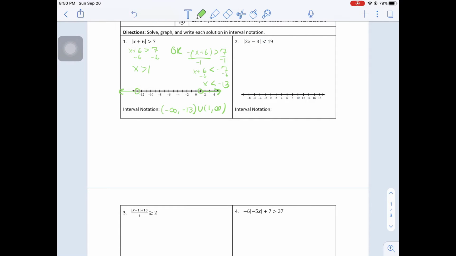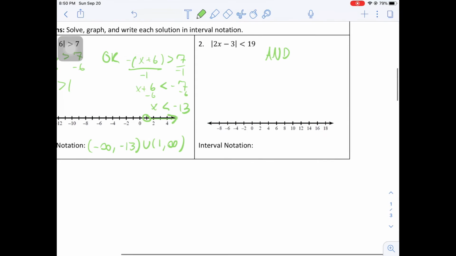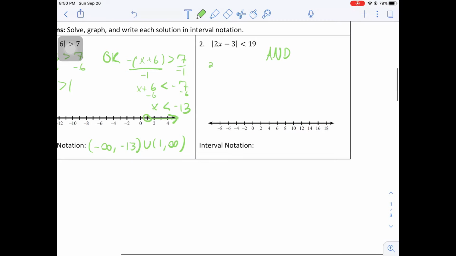Okay? So this one is a less than symbol. So we're talking about an and here. So this is an and. The way you can actually write your ands, actually, we'll just keep it like this, okay? So positive case, 2x minus 3 less than 19. Negative case, -2x minus 3 less than 19. And then in both cases, we're just going to solve, right? So add 3. 2x is less than 22. Divide by 2, x is less than 11.